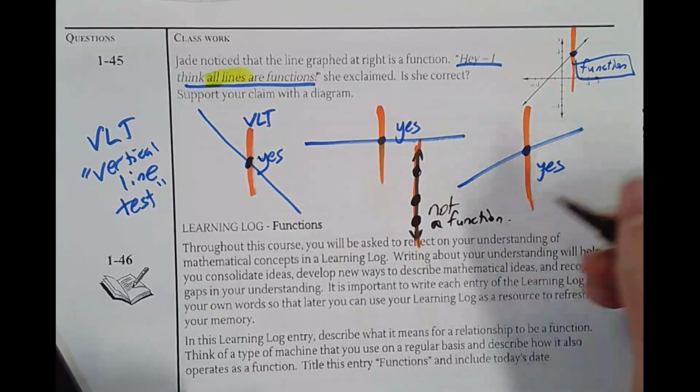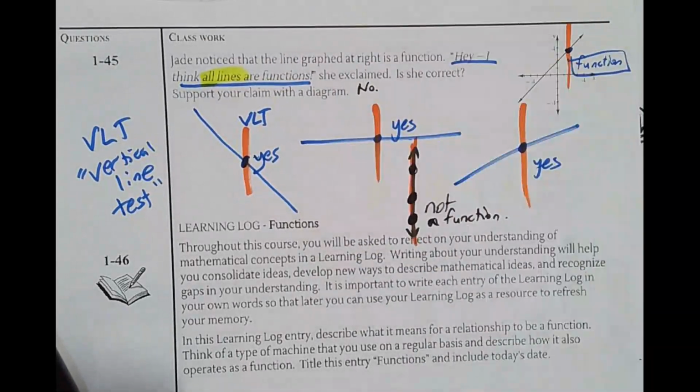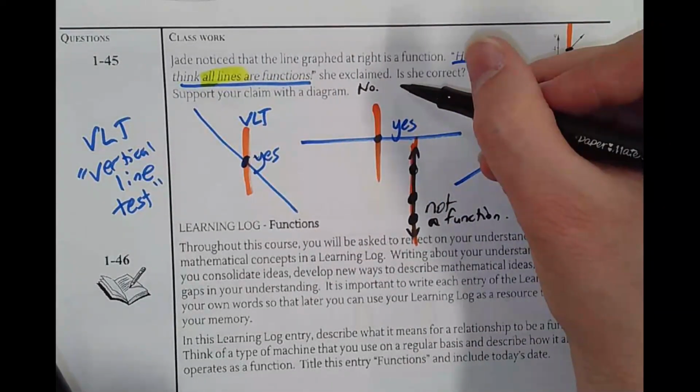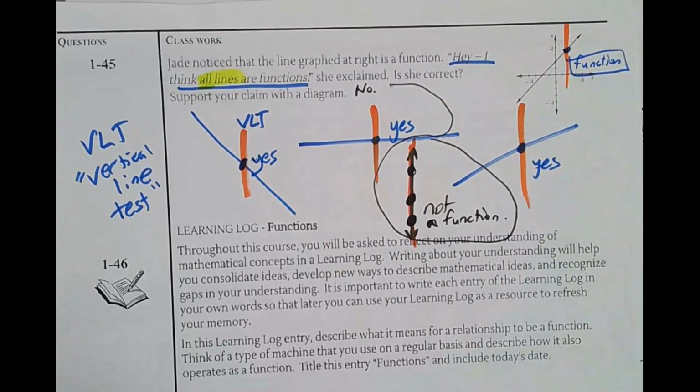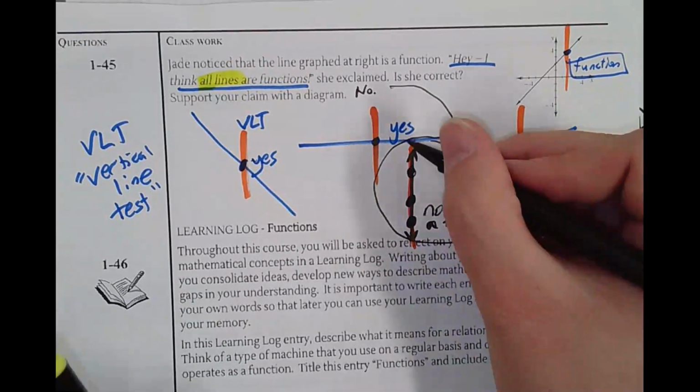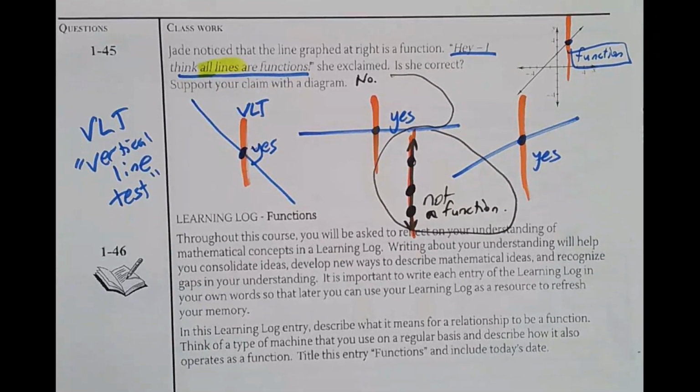So to answer this question, is she correct? No. The diagram that we need to support it with is a vertical line. A vertical line doesn't pass the vertical line test.